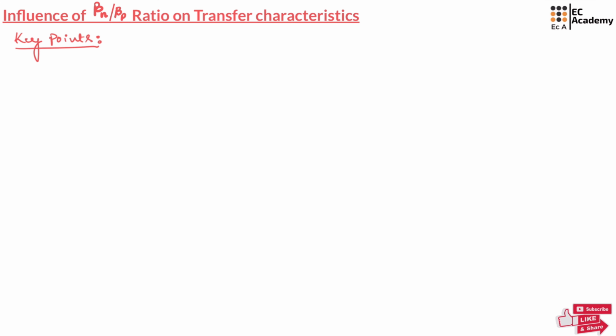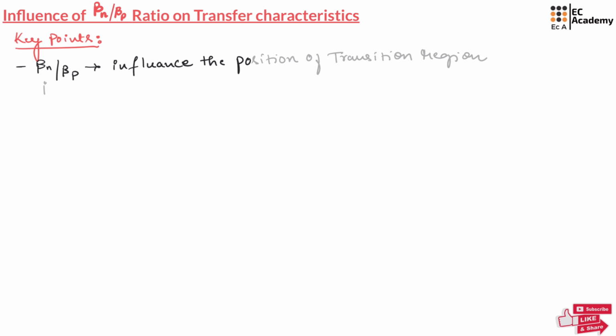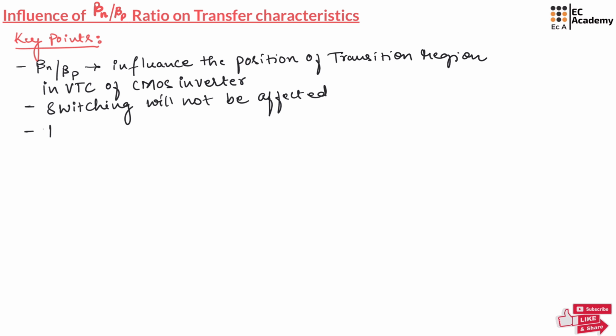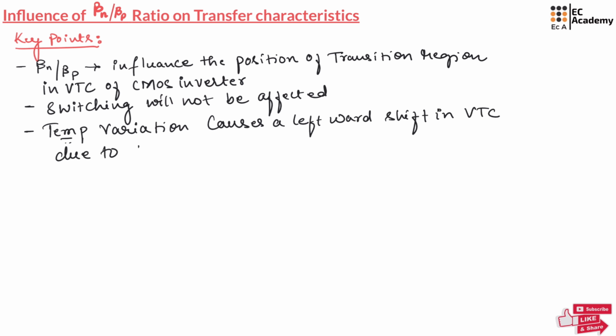So in this lecture, we understood that the ratio beta n by beta p will influence the position of the transition region in the voltage transfer characteristics of a CMOS inverter. But here, the switching will not be affected. Temperature variation causes a leftward shift in the VTC due to reduced threshold voltage. Even though these variations exist, the ratio beta n by beta p remains constant.